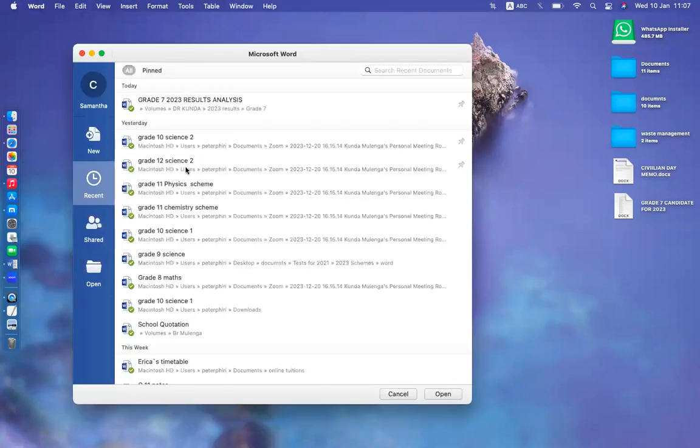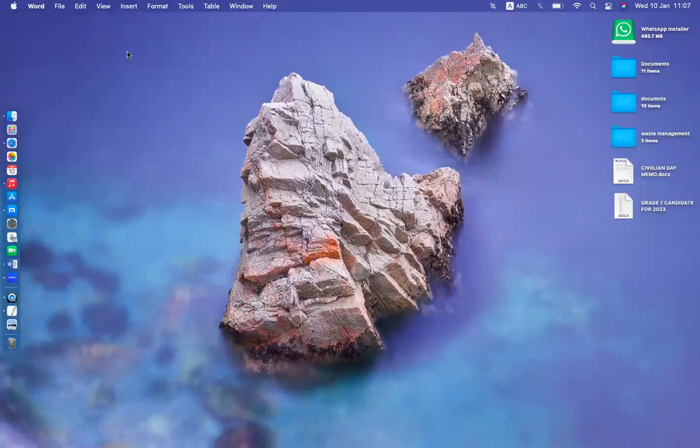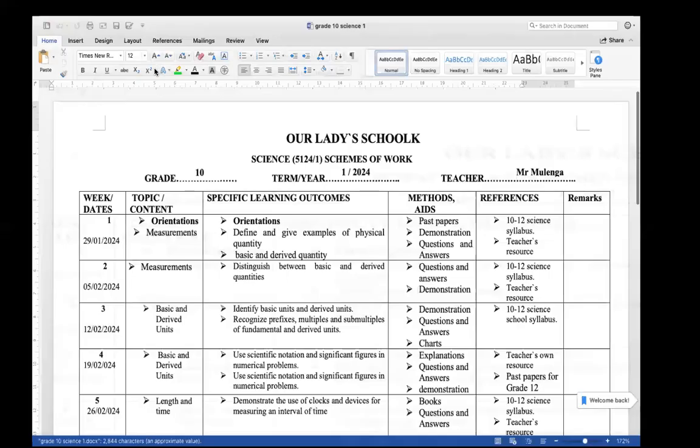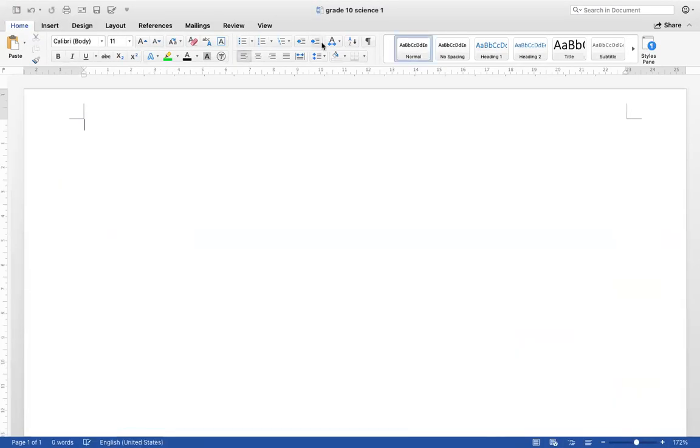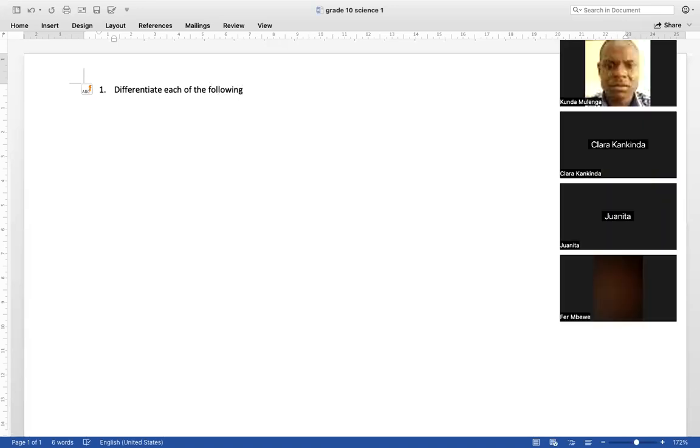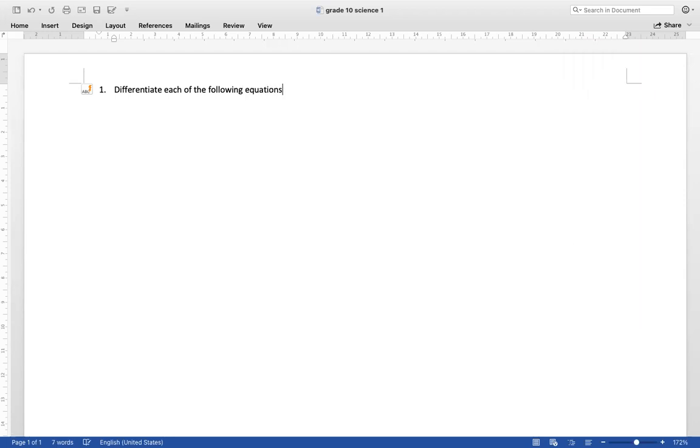The one that we had on Monday were the following. Question number 1. First of all, the question was saying to differentiate each of the following. Differentiate each of the following equations. That is the question that we had.